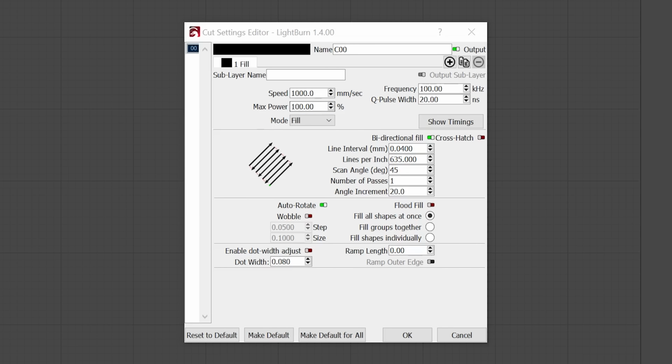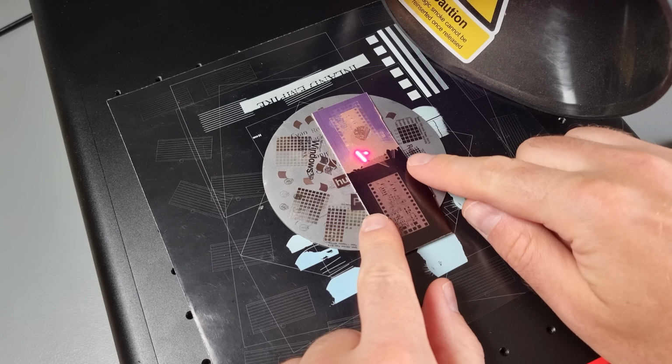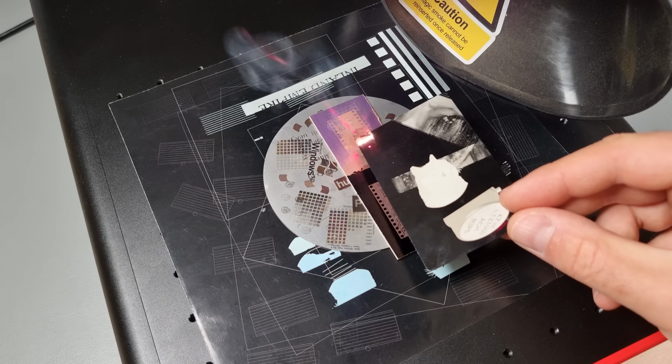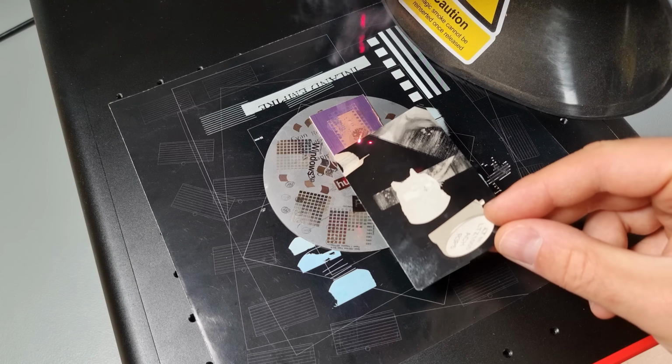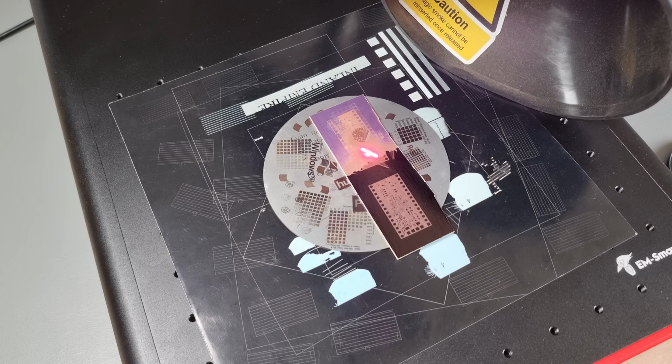And with their recommended parameters of 80% power, 25 kHz frequency, 200 nanosecond pulse width, and 1000 mm per second speed, I was not immediately able to chip away at a smooth copper surface. Although, as you can see, this sure is quite a high power setting. So what should I change? Which parameters will give me the most destructive power against a formidable enemy such as copper?